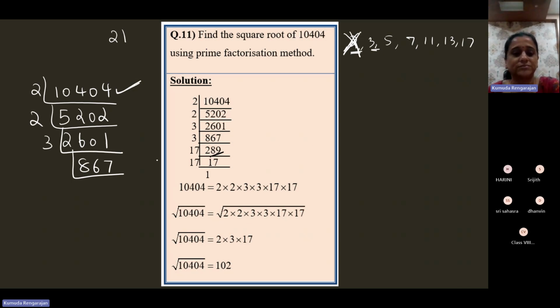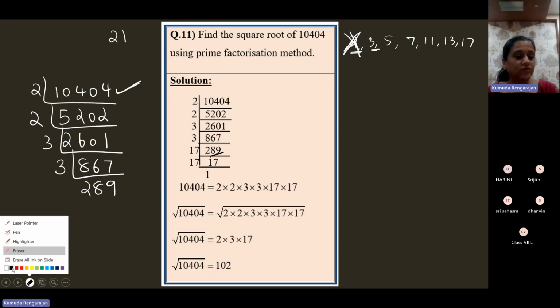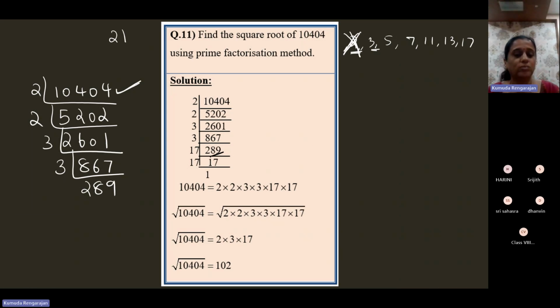Test of divisibility. 3, 289 times. Yes, ma'am. 17. So now again you'll have to check if it's divisible by 3. Test of divisibility. 2 plus 8, 10. 10 plus 9, 19. No, 19 is not divisible by 3. So this number 289 is also not divisible by 3. The sum of the digits is 19, and 19 is not divisible by 3.